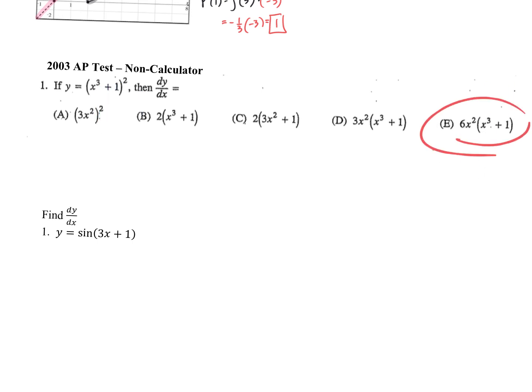E to the cosine of 3x plus 1, times the derivative, cosine of 3x plus 1 times 3. That's it. Here's what I want you guys to do. Our homework is just the front page of the homework packet. Those 4 questions at the front page of the homework packet.